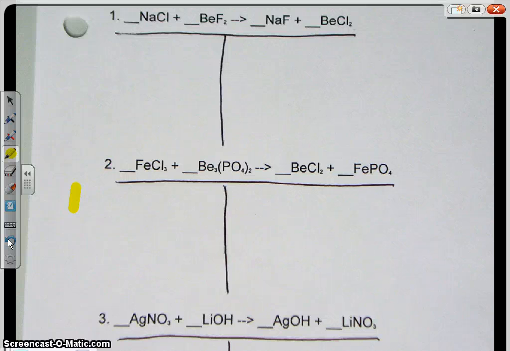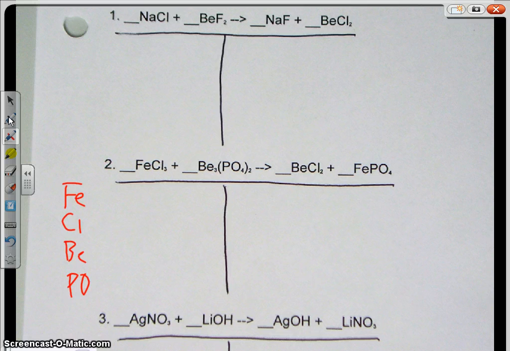Iron, oops, sorry about that. We have iron. We have chlorine. We have beryllium again. And we have our polyatomic ion, PO4. Alright, and we're going to follow the same order over here on the product side. And we're going to do PO4.